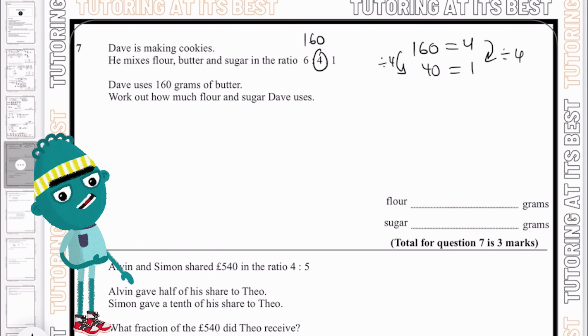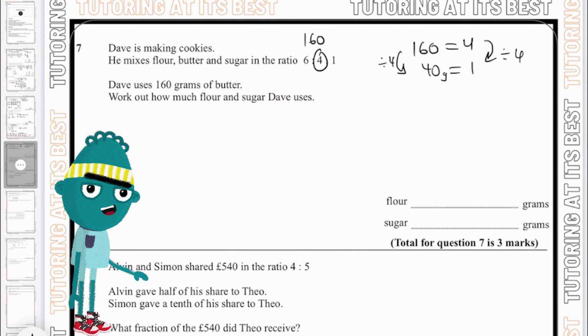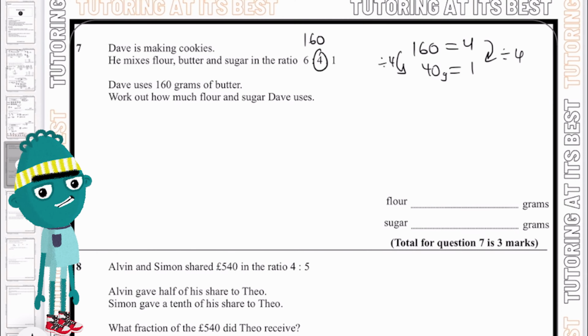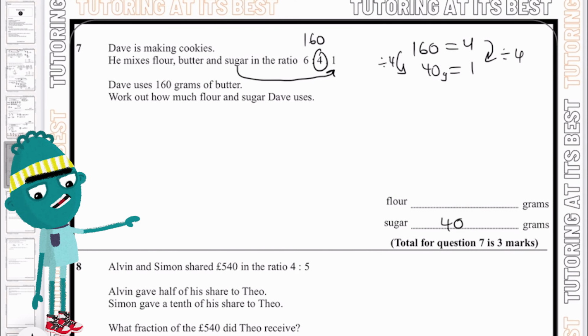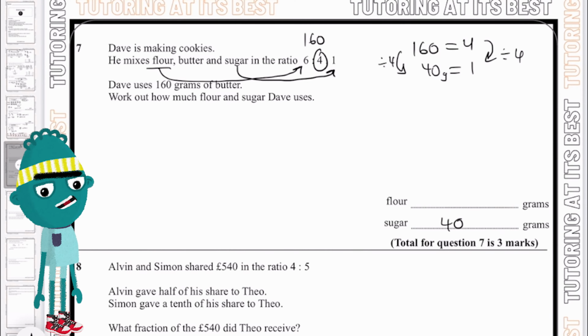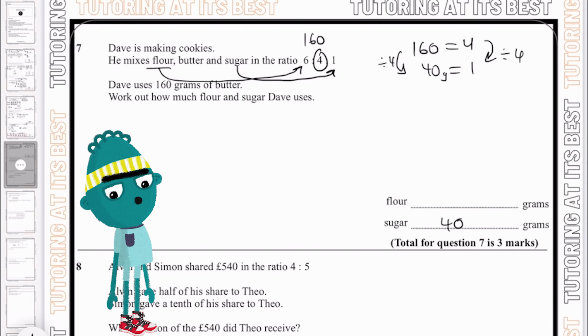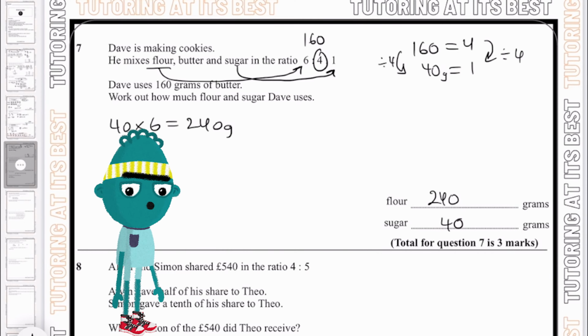So now we know that 1 ratio part will give us 40 grams. And we need to work out how much flour and sugar Dave uses. So if 1 equals 40 grams, then we already know that sugar is 1, so that can be 40 grams. But flour is 6. So what do we need to do? We need to multiply 40 by 6, which gives us 240 grams. So now we know that there are 240 grams of flour.